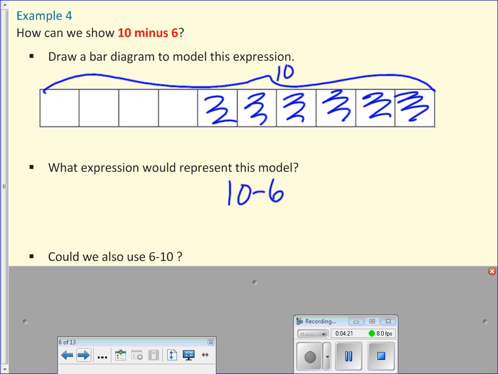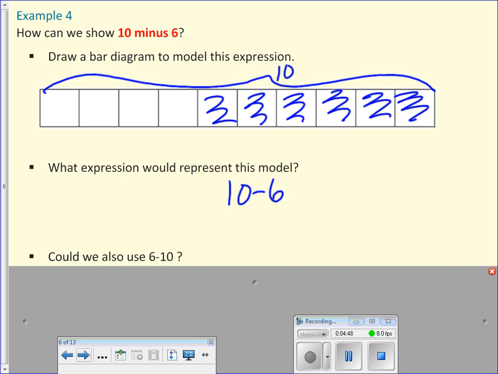Now, could I do 6 minus 10? No, subtraction is not commutative. That wouldn't work. So let me tell you a little secret. When students are writing expressions, the thing they get most tripped up on is the subtraction, because you have to figure out which comes first. You have to figure out your quantity that you're taking away from.